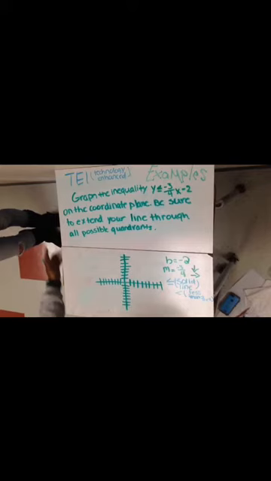Alright, this is our technology enhanced question. With technology enhanced questions, there is no multiple choice, so you have to graph it out using the tools they give you or whatever you need. So our question is, graph the inequality y is less than or equal to negative 3/4 x minus 2 on the coordinate plane. Be sure to extend your line through all possible quadrants.